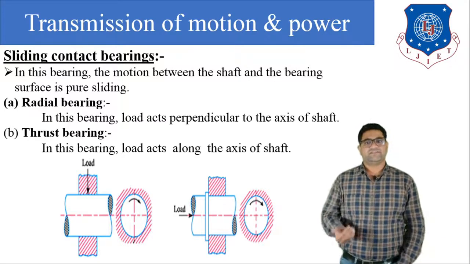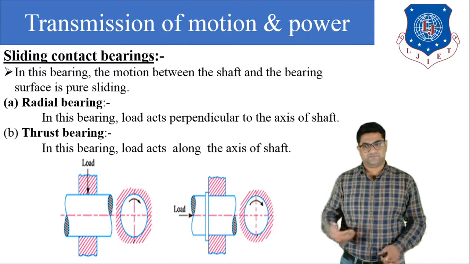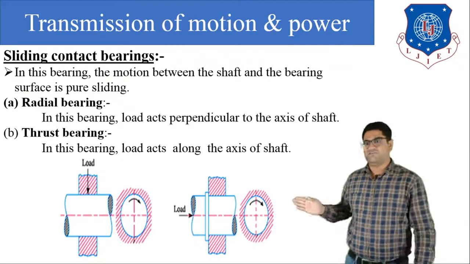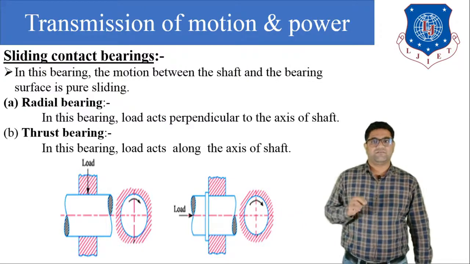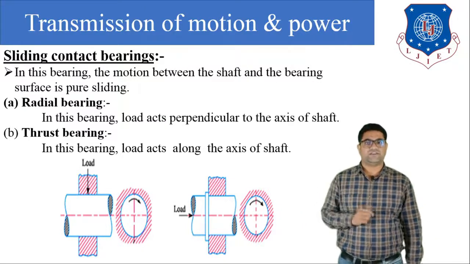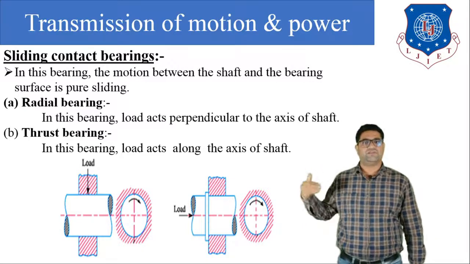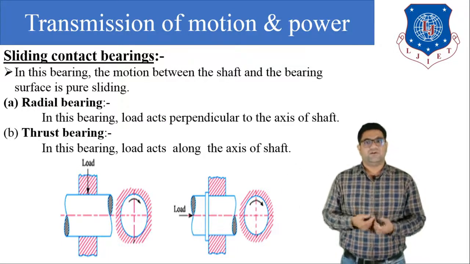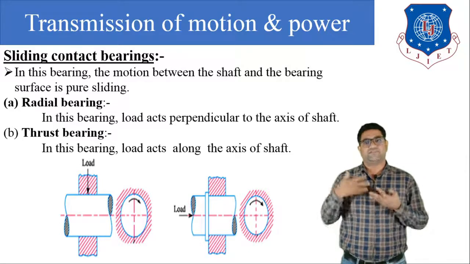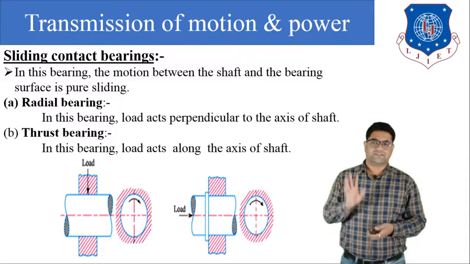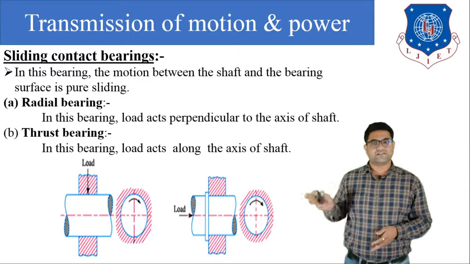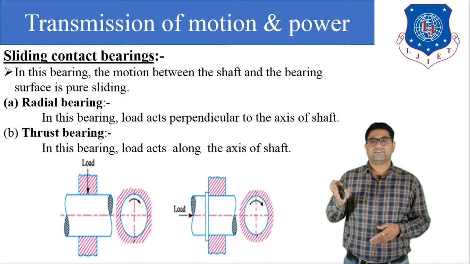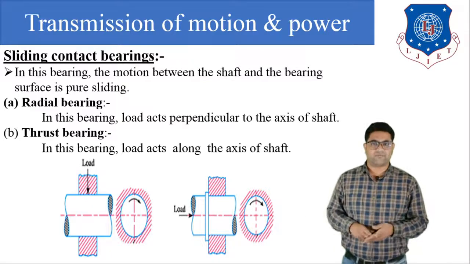Now second is the thrust bearing. In the thrust bearing the load is acting along the axis of the shaft. Here you can see this figure is of the thrust bearing. So in the thrust bearing the load is acting along the axis of the shaft. According to the load or our application we can use the radial contact bearing or the thrust bearing. Thrust bearing is also sometimes known as the axial bearing. So this is all about the sliding contact bearing.